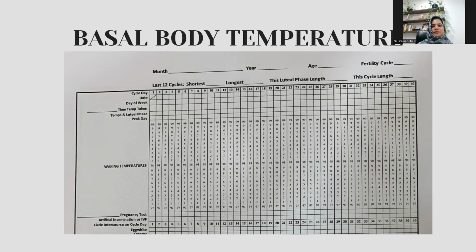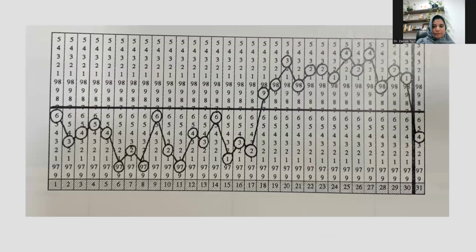So my temperature, instead of 97.1 or 97.5, has suddenly gone to 98, 98.2, 98.3. So you will notice a shift in the temperatures. We call this the biphasic pattern. There are two phases in the temperature that you notice, and that is a sign that you've ovulated. Let me show you a chart here.